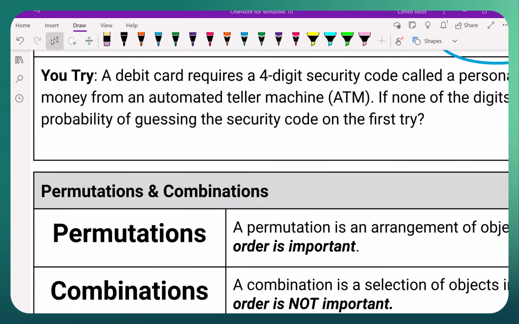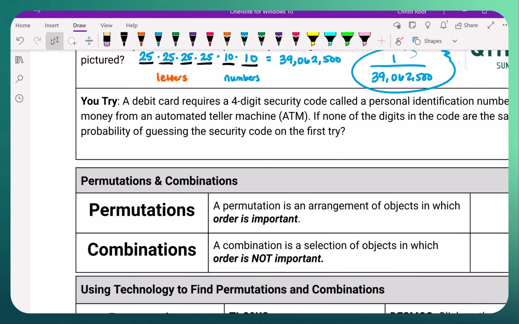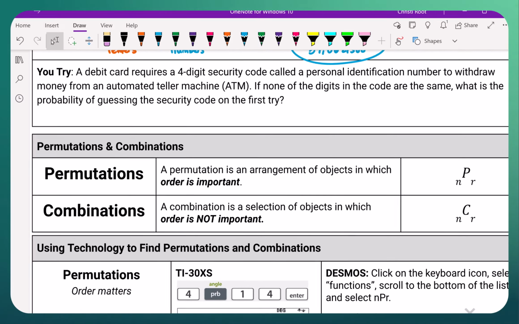Okay, now that we've done a couple of examples, I want you to read this one on your own. I want you to try it. Go ahead and pause the video, work it out, and see if you get the right answer. Okay, let me show you the whole question in case you don't have notes with you.